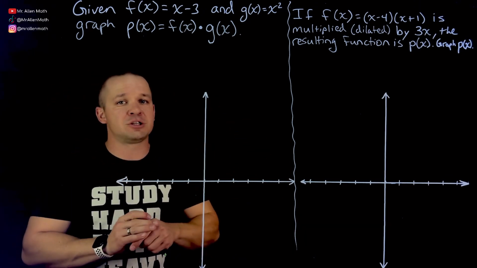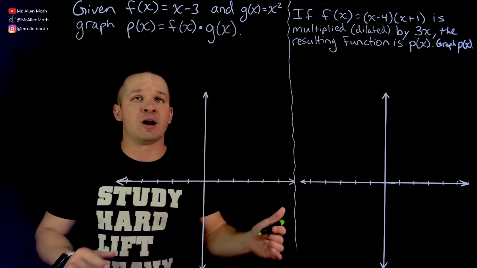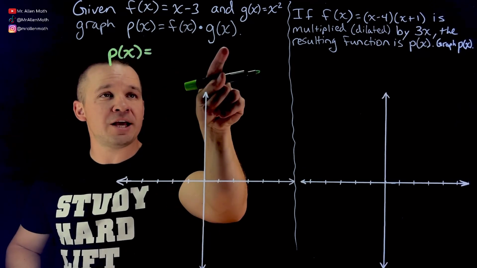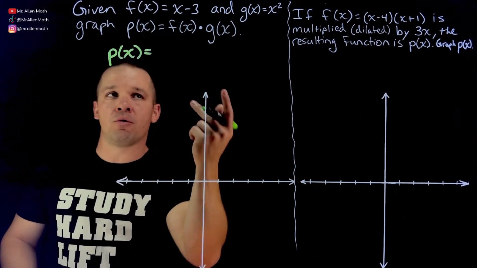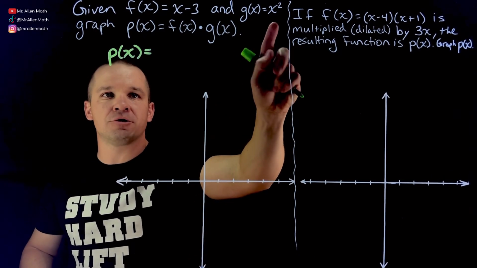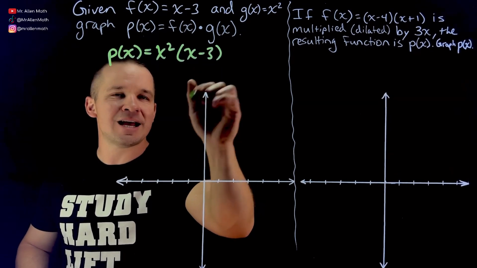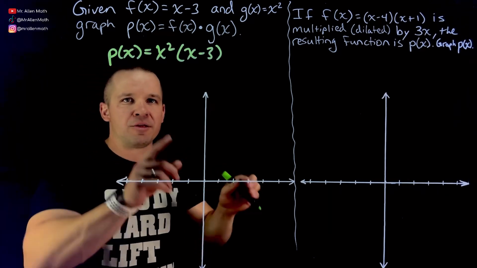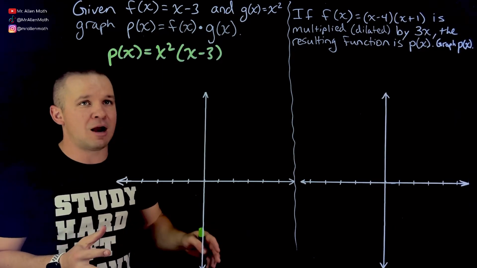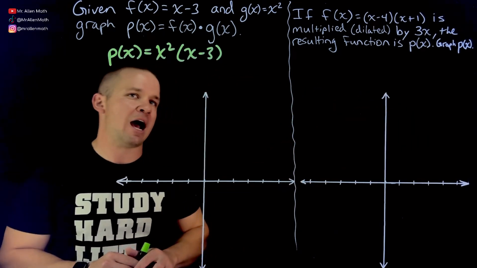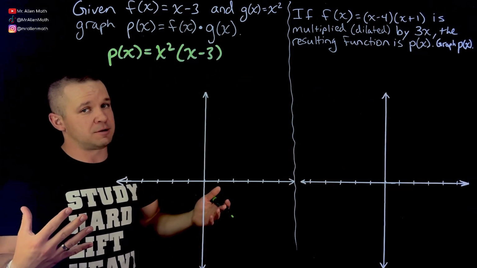Well, I find it helpful just to write this out in factored form right off the bat. So I've got p of x, and when it's multiplication, I can really write these in either order. I'm going to take that g of x function and put the x squared first, and then I'll put the f of x second. That looks better to me than throwing the x squared at the end. It doesn't really matter. I just like x squared first, and then any of my binomials thereafter, okay? Just personal preference.